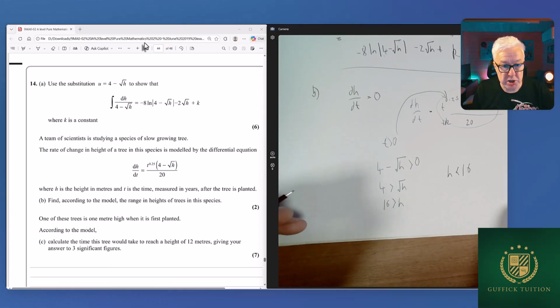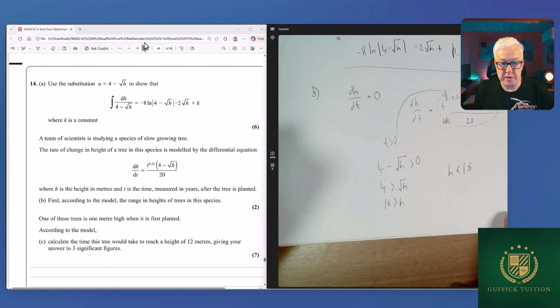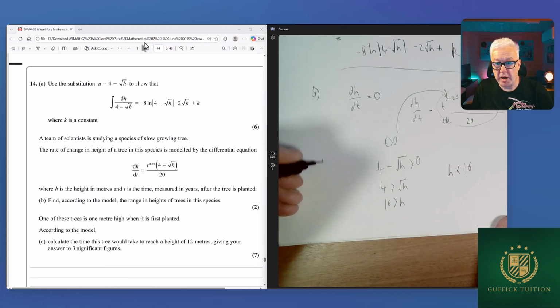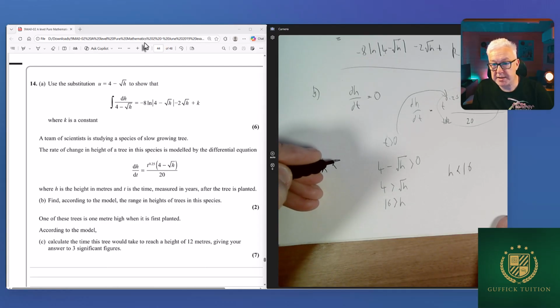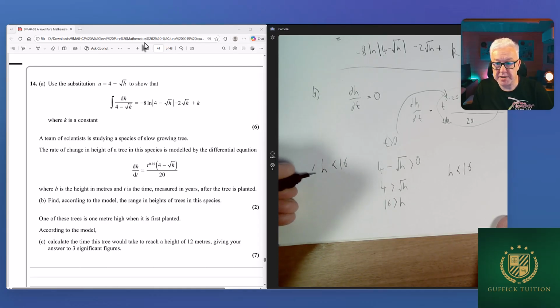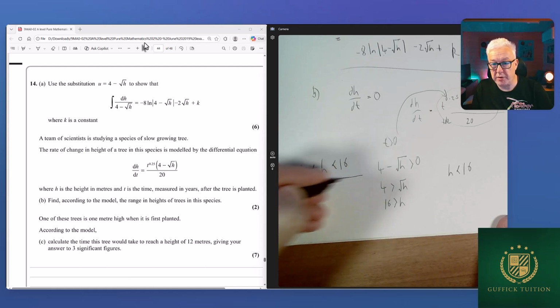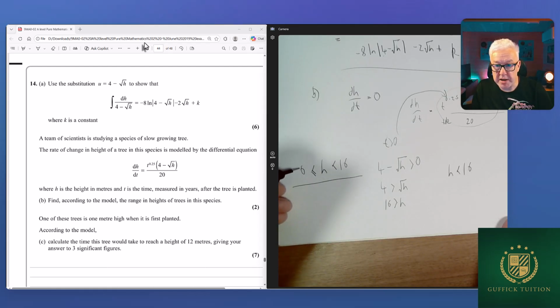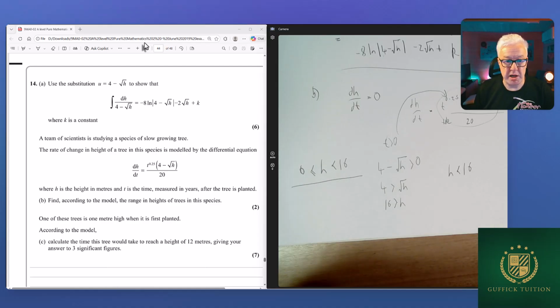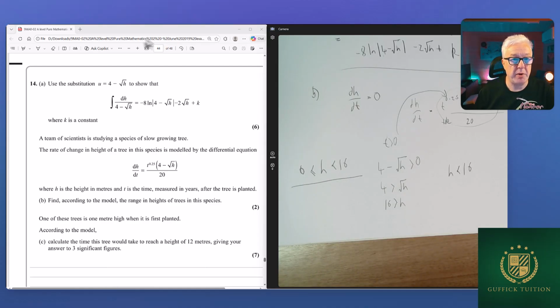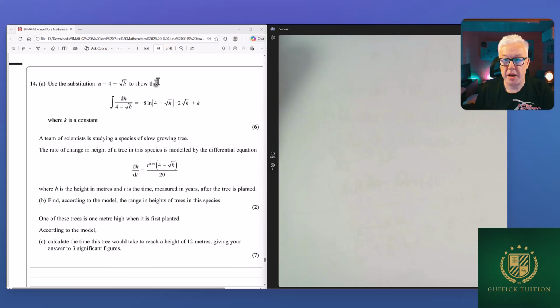So the conditions for the tree to be growing are that the height of the tree has to be less than 16, but it has to be greater than or equal to 0. Okay, so that's the range of values for which the tree is going to be growing, and that's our answer to part B. Okay, now part C.